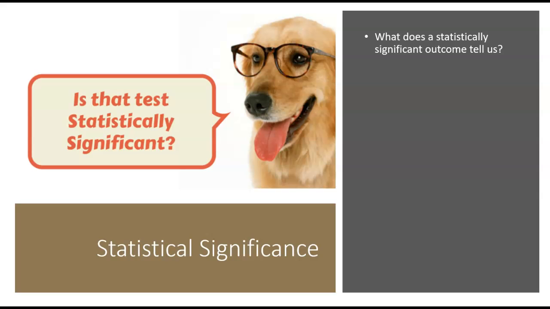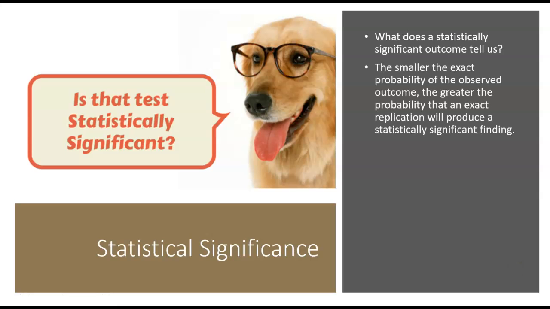Well, because even if you don't become a professional psychologist or a counselor or a social worker, and you never read a scientific journal again in your life, you will read news reports about research. And sometimes those reports will include information about statistical significance. It's important for you to be a smart consumer of scientific information. So when we ask the question, what does a statistically significant outcome tell us?